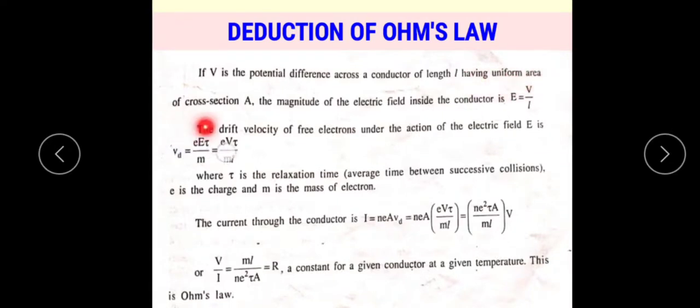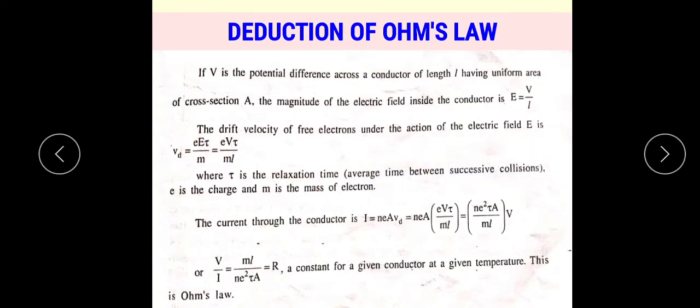L having the uniform cross section area A. The magnitude of the electric field inside the conductor is, we know the relation between electric field and potential, equal to V divided by L.